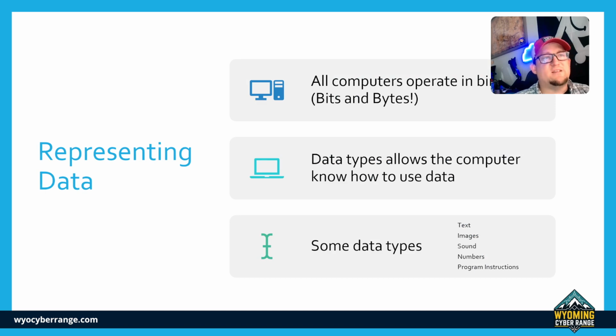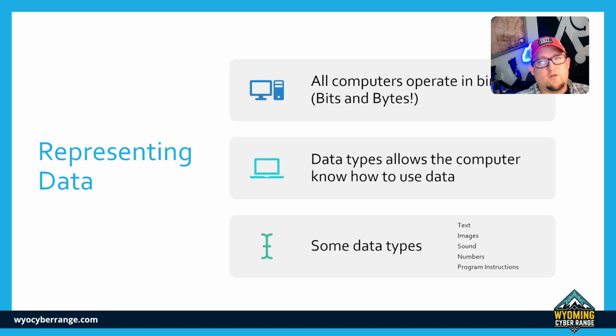Now, as we represent data on a computer, remember we're always talking about bits and bytes. We want to make sure that we represent the data properly, and so this is why we take care of data types. We make sure that the data type is set properly in our applications and our scripts as we're writing them, so that way the computer knows how to handle the data.